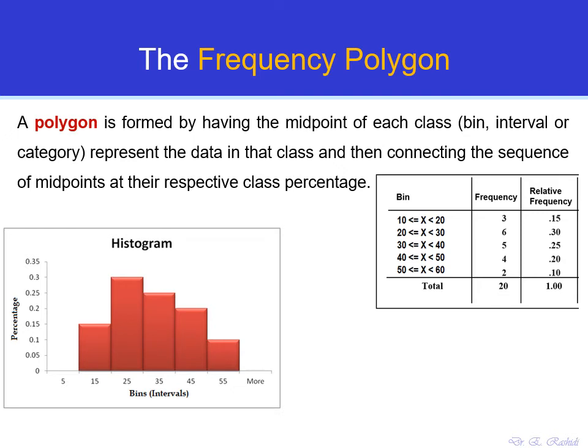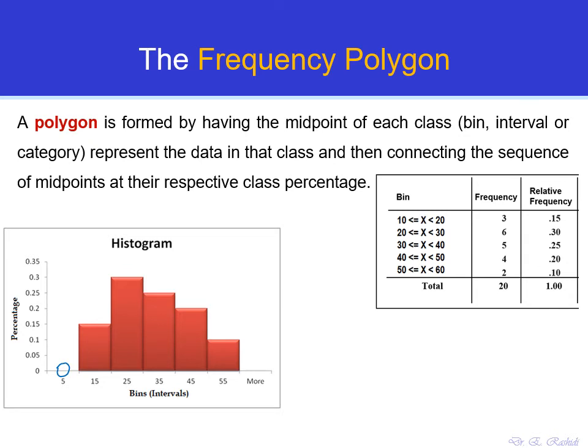To convert this to a polygon, we need to represent each category or bin by a dot. So we don't have any numbers between 0 and 10. That means that the frequency or the percentage for that is 0. So this point is 0 here, the frequency for this interval.